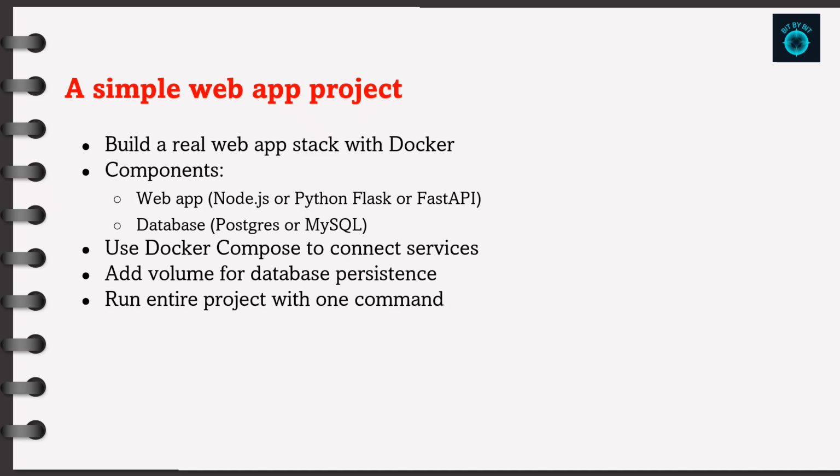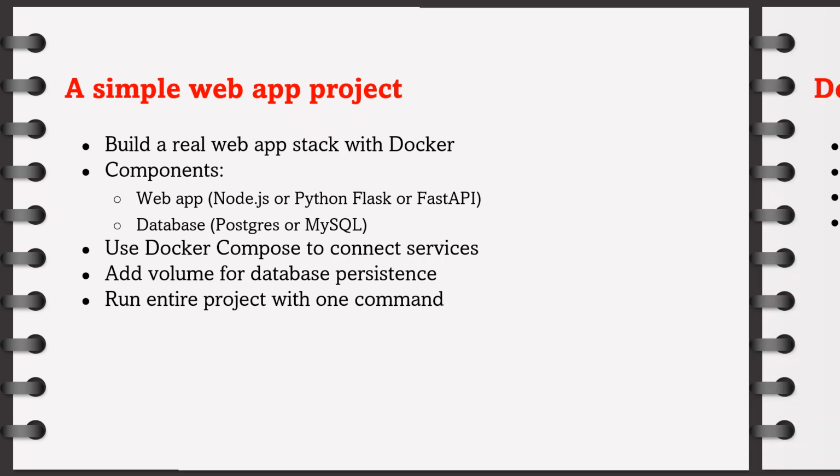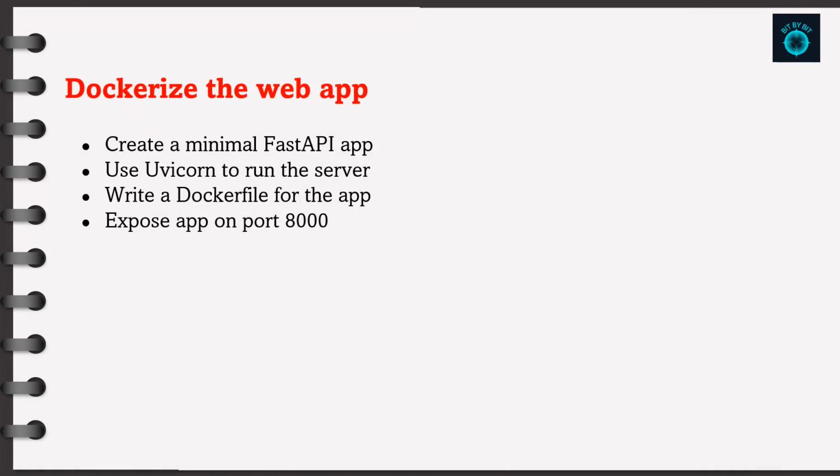This project will bring together everything we have learned so far and show you how Docker is used in real jobs. Dockerize the web app. We will start our project by creating a simple FastAPI web application and Dockerizing it. First, we write a Python script called main.py. This script creates a FastAPI app with just one route. When we open the web page, it will display the message, "Hello from Docker and FastAPI."